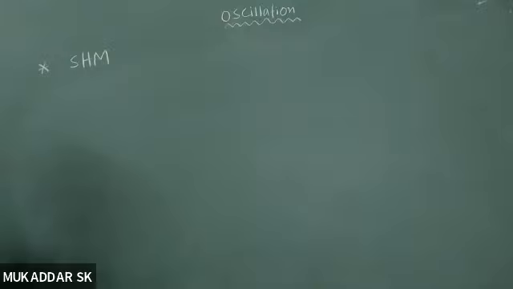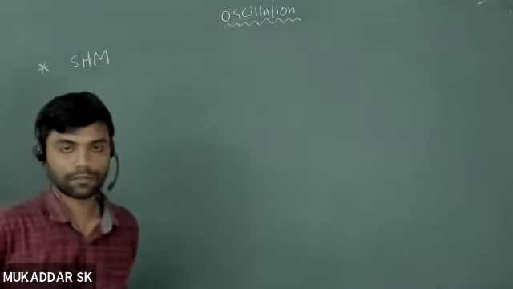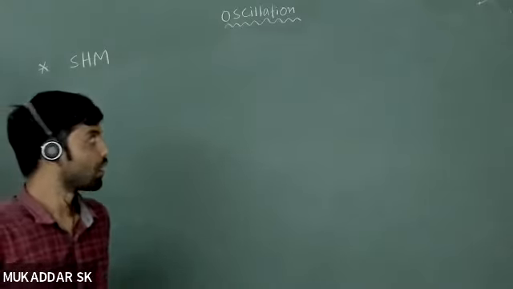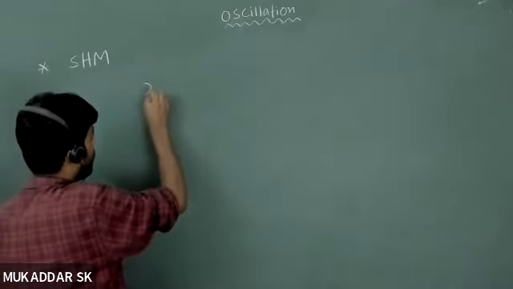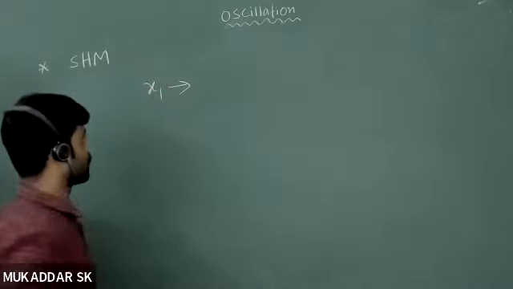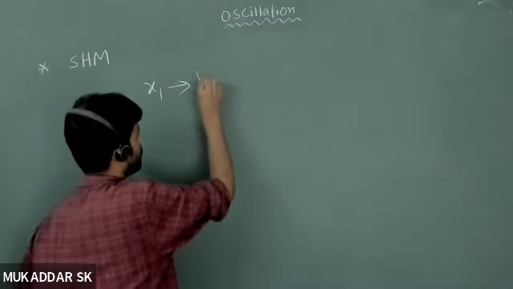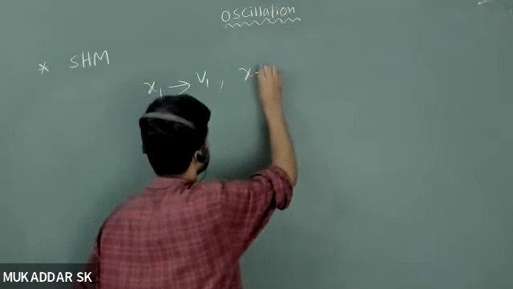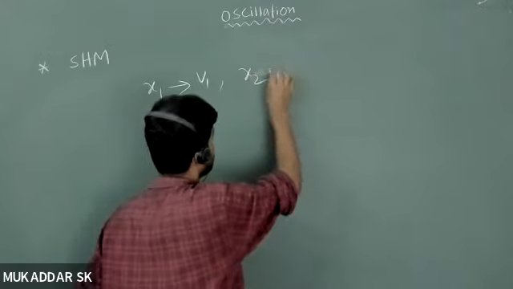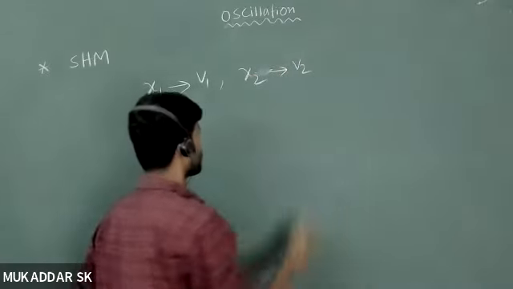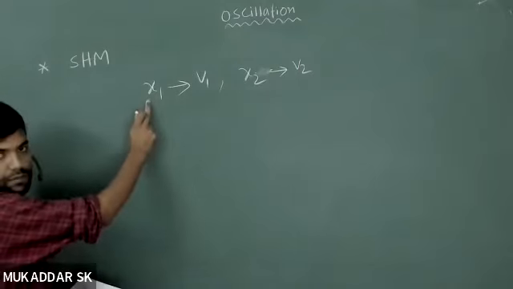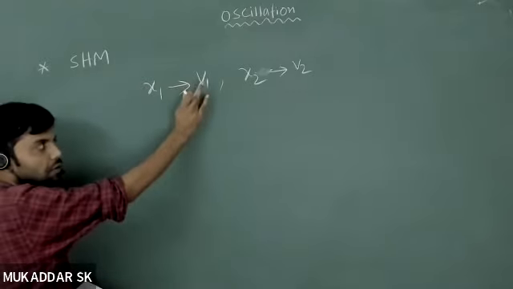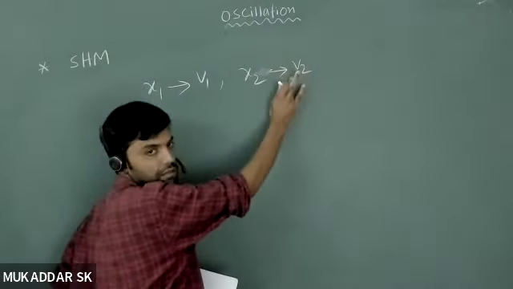So suppose a particle is performing simple harmonic motion. When that particle is at x equals x1, its velocity is v1. When the particle is at x equals x2, its velocity is v2. And x1 is always measured, the displacement is always measured from the mean position. When the oscillator is at x1, its velocity is v1. When the oscillator is at x2, its velocity is v2.